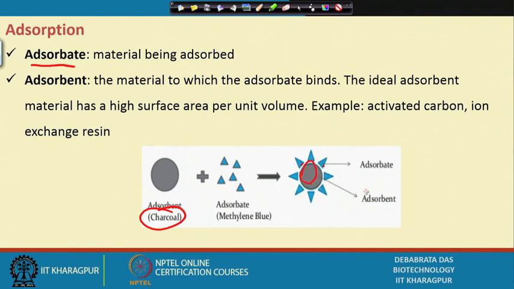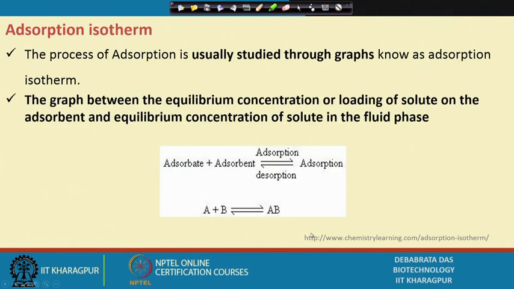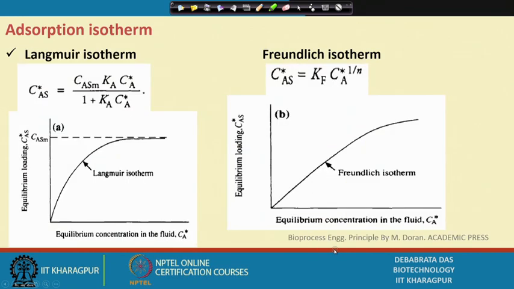This is the adsorbent, and this is the adsorbate, which just adheres on the surface of the solid matrix. Now this is the equation that we have: adsorbent plus adsorbate equals adsorption and desorption. If you have desorption, then the materials will come out, and in adsorption it adheres on the surface of the solid matrix.